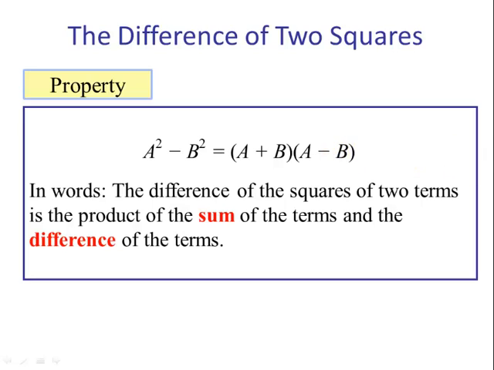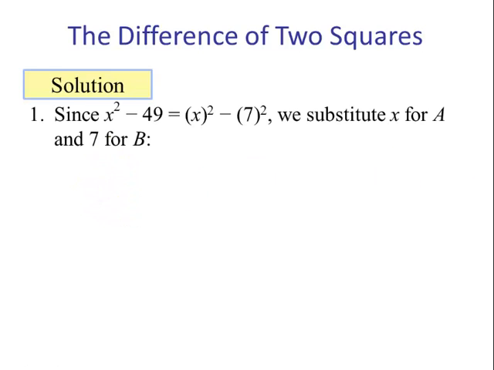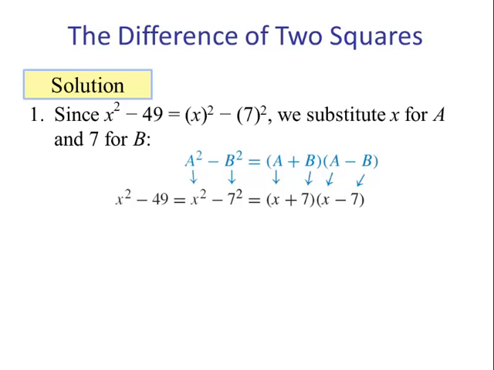Let's do an example. Example 7. Factor number 1, x squared minus 49, and number 2, 36w squared minus 25y squared. X squared is a perfect square. We have subtraction, and 49 is a perfect square, 7 times 7. So since x squared minus 49 can be written x quantity squared minus 7 quantity squared, we can say x squared minus 49 is equal to x plus 7 times x minus 7.